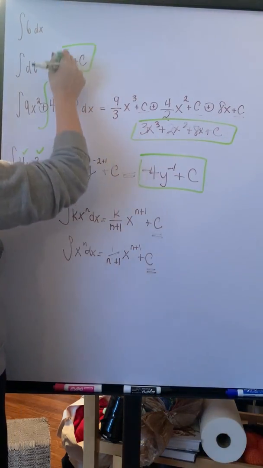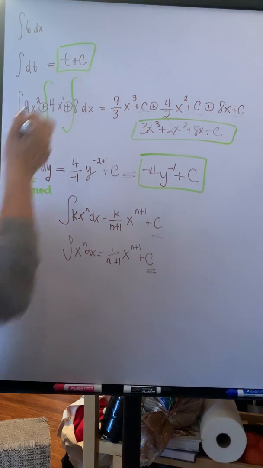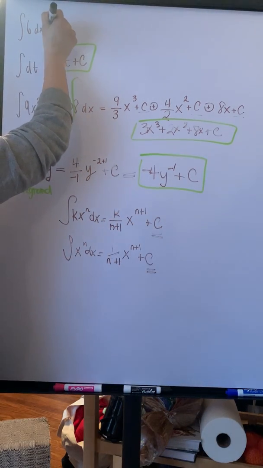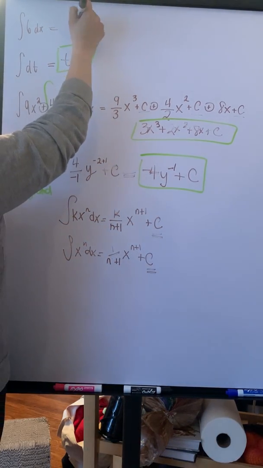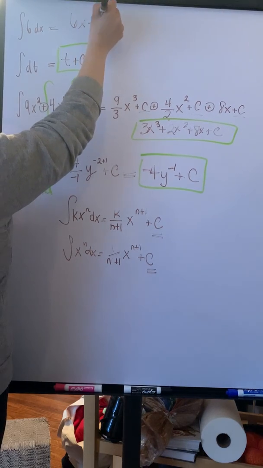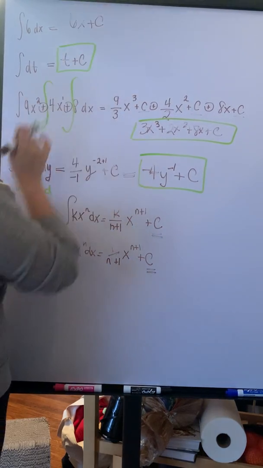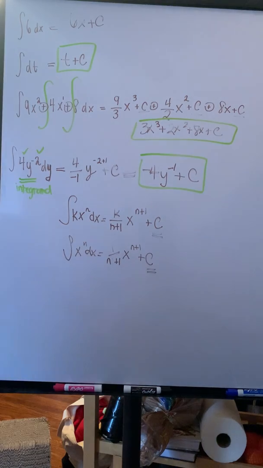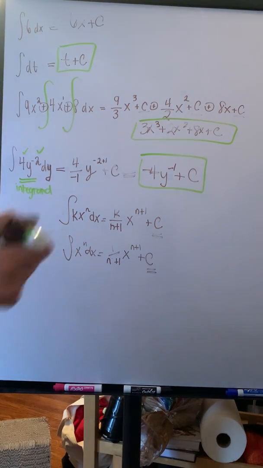And then last but not least, this was a homework problem yesterday. So I have 6 dx. This is an integral of a constant. So I'm just going to get 6x plus c. And you check your work. The derivative of 6x is just 6 with respect to x, which is what this dx here means. And we have plus c.